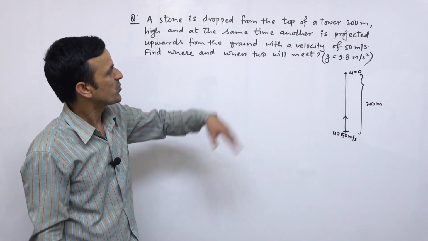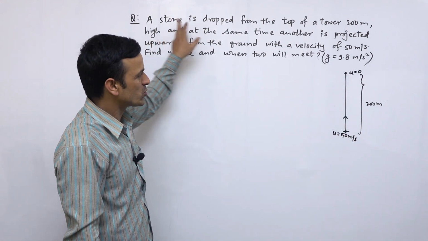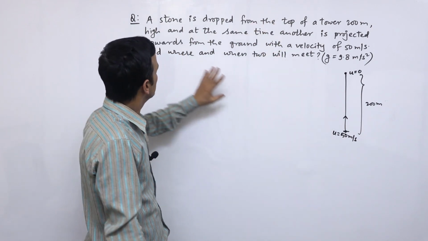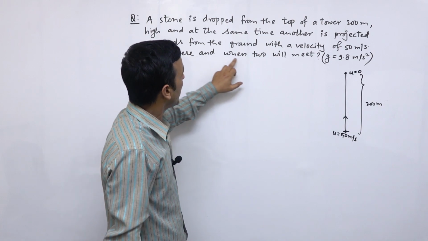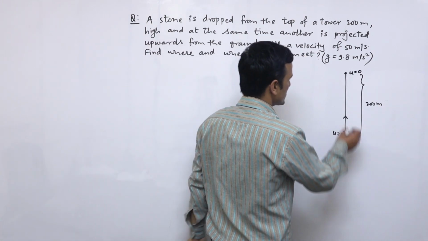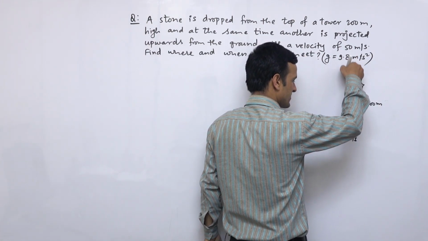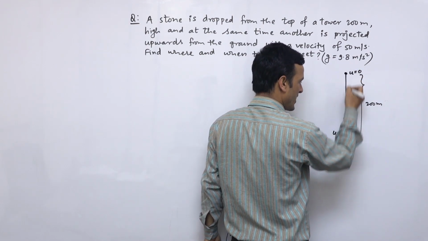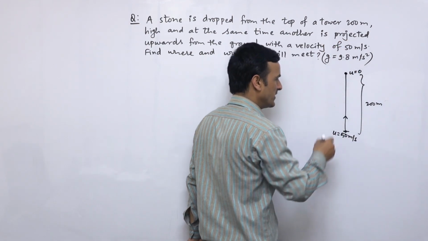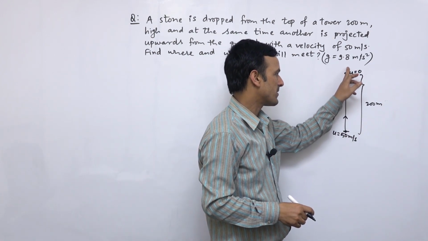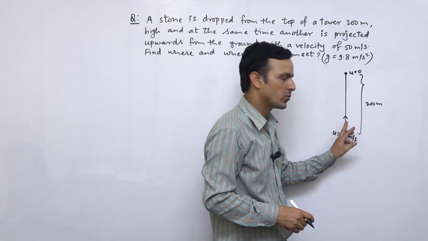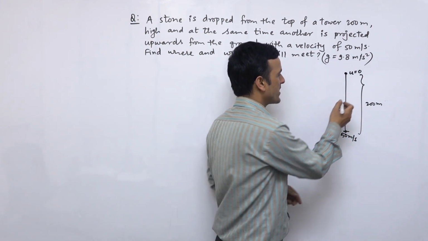One of the particles is projected upward and this stone is projected downwards, just opposite each other. Find where and when the two will meet. One particle is falling from this point, and another is projected upward. So at some condition, the particle thrown from here and the particle projected upward from here meet at some point.